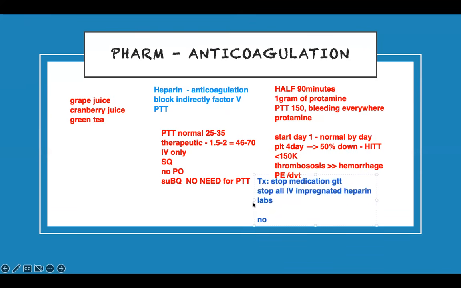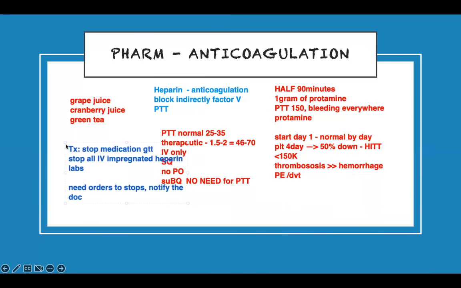You need orders to stop the med, but just notify the doctor that the platelet has dropped too much. I don't like the platelet. You have to notify them about the decrease in platelet level. Then you're not done.